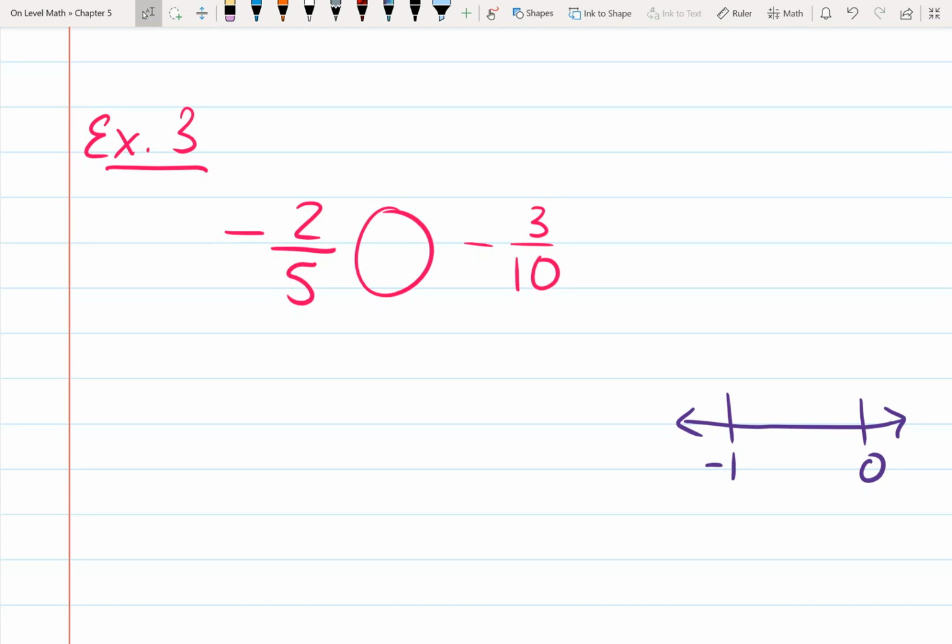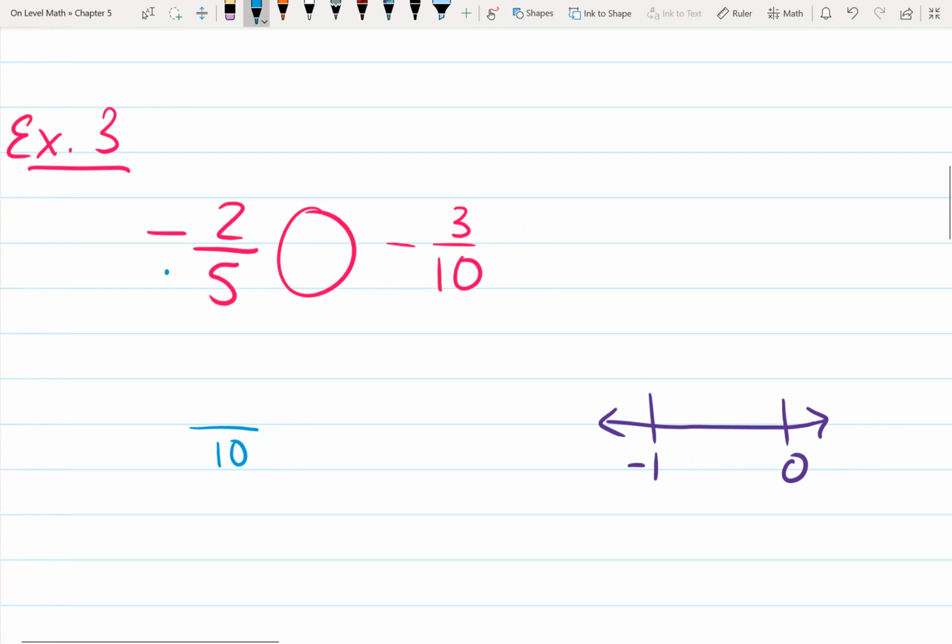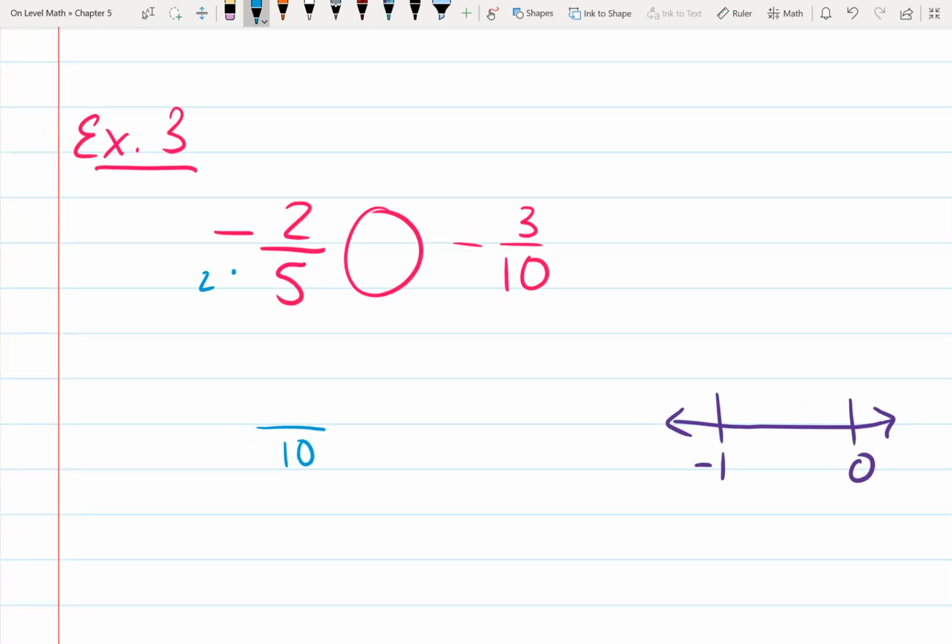Alright, my common denominator. I have to have a common denominator before I can compare. My common denominator in this case would be 10. So I multiply this fraction by 2, right? 5 times 2 gives us 10, which means what I do at the bottom, I do to the top. Get 4. Don't forget the negatives, bring them down.